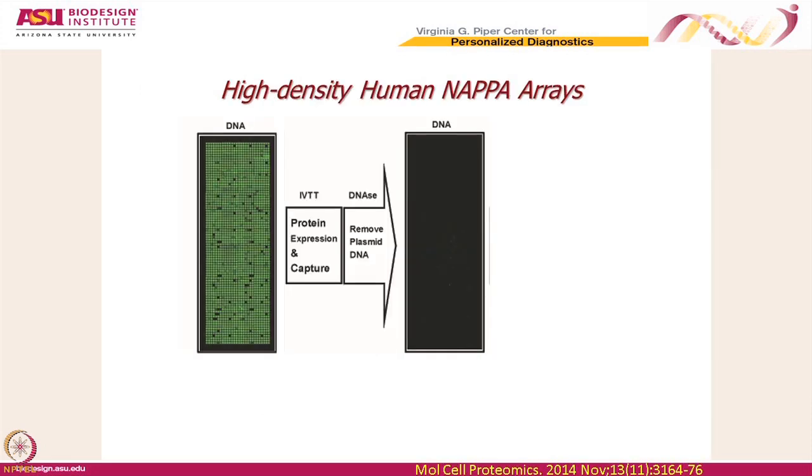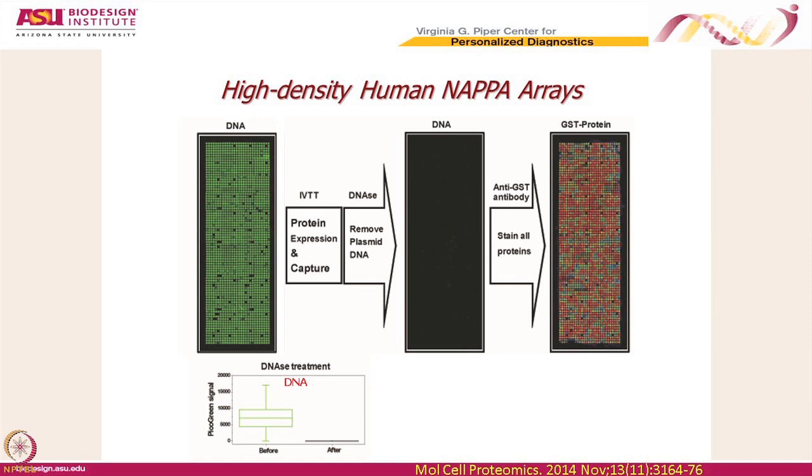First thing he did was to make protein arrays. Here he shows you that he has the DNA. Remember, we stained with PicoGreen to look for DNA. That confirms we had good printing. Then he expressed the protein and captured it. And then he digested all the DNA using a DNase. And so if he stains for DNA again, it's completely gone. Okay? And this is just showing you the DNA level before and the DNA level after treatment. Then he tested with anti-GST antibody and showed that he still had all the proteins.